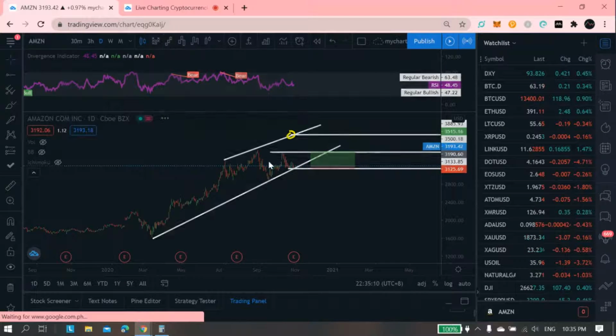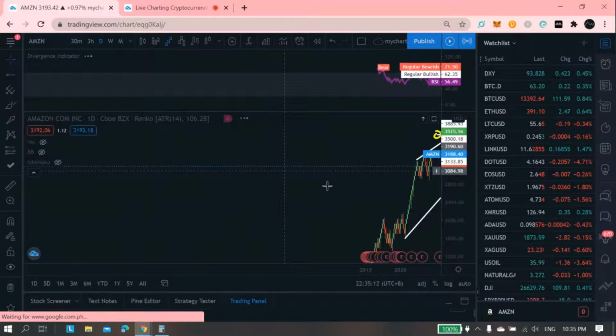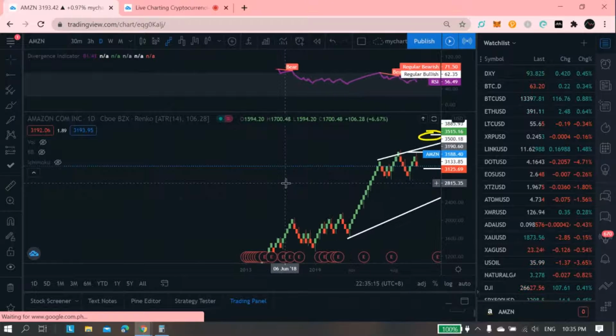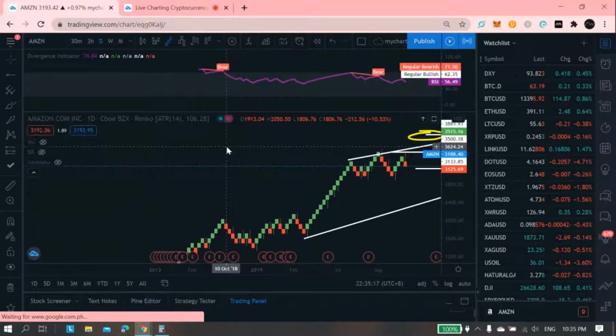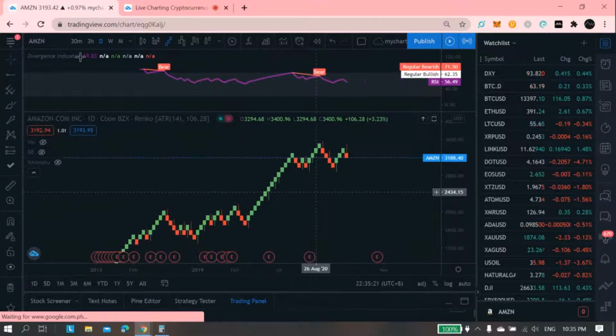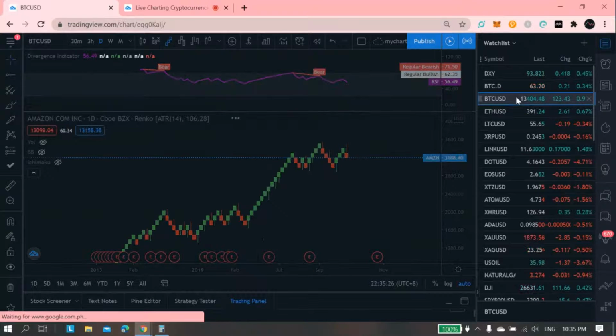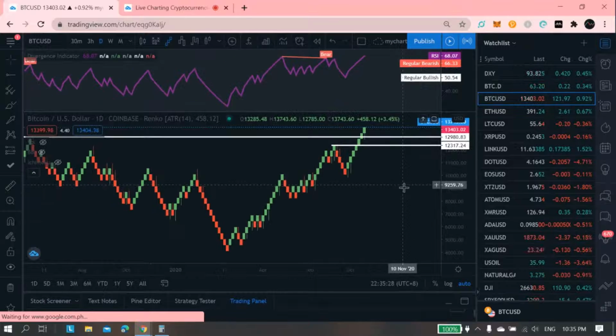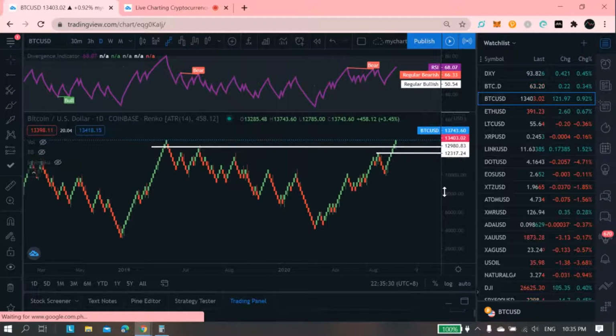So I'll just use this one. Normally I use Renko, but I can also use, of course, the candlestick. Oh, this is Amazon. No, it's Bitcoin. Yay! Seems we're back on the bullish trend.